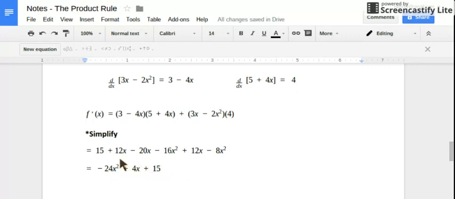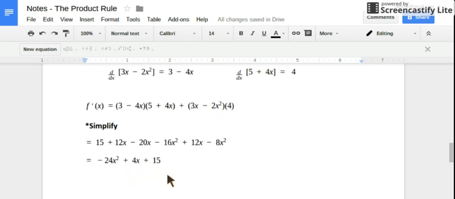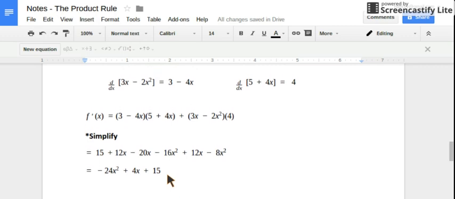So here is our derivative representing the slope of our original function, that product function. This is the slope at any point. Now all we have to do is plug in an x value and we can find the slope of that function at that specific point. So there's the product rule.